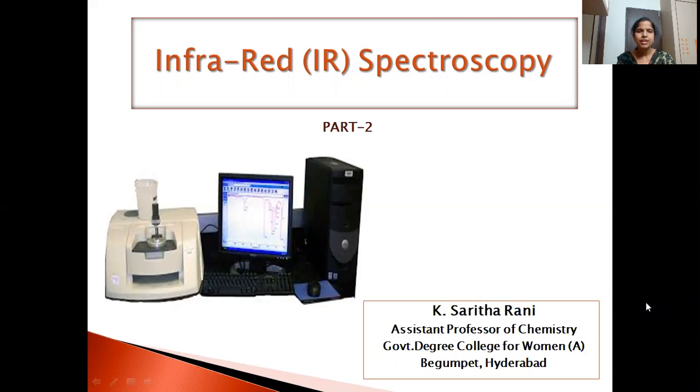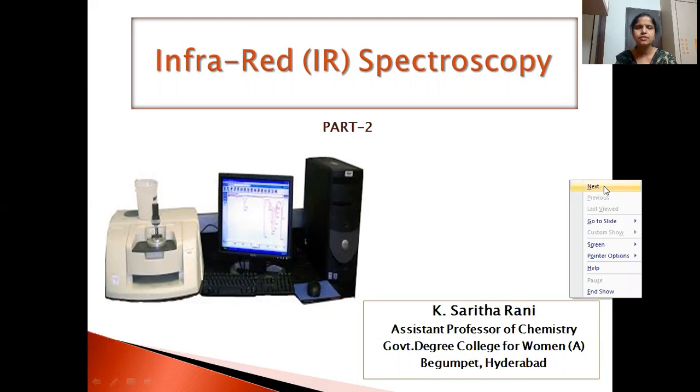We have completed part 1 in this. In part 1 we have seen the introduction part of IR spectroscopy, where we have seen the principle and the different types of molecular vibrations. And we have also seen how to calculate the number of vibrational modes for linear and non-linear molecules. So today we'll continue with the vibrational frequencies.